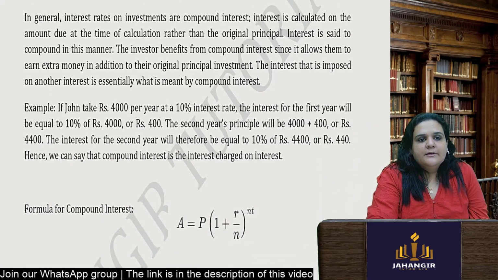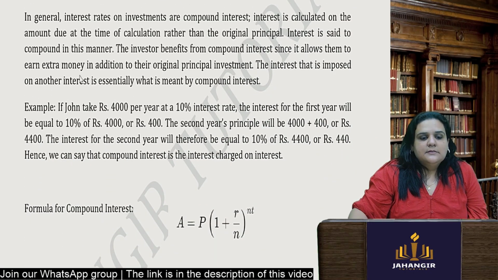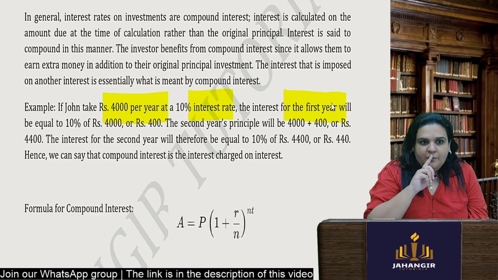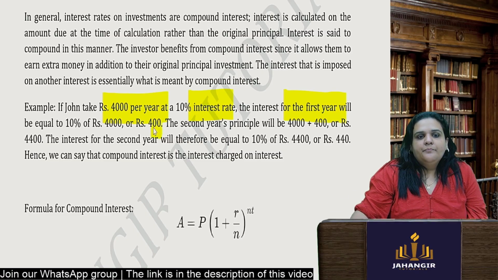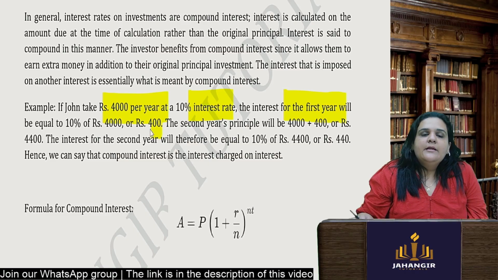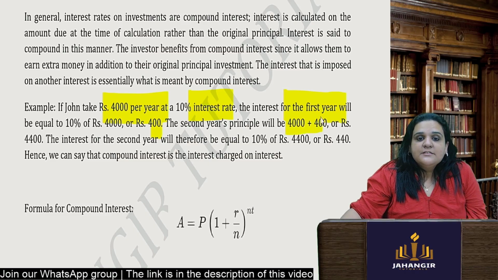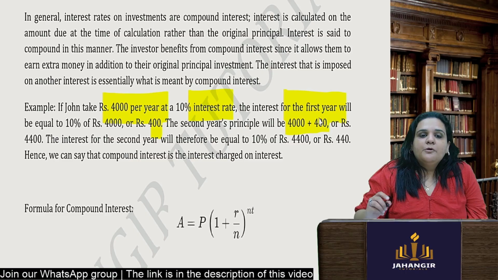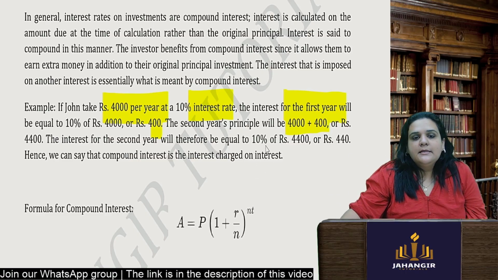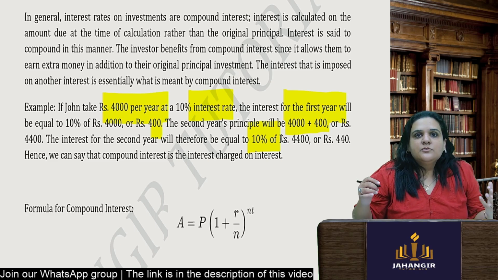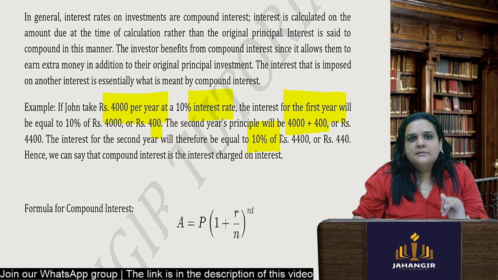Now compound interest. See this. They have given one very nice example. If John takes 4,000 per year at 10% interest rate, the interest for the first year will be 10% on 4,000, which is 400 rupees. But in the second year, interest will be taken on 4,000 plus 400, that is 4,400, and on that you take 10%, you will get 440. So now you can't keep doing this if I am asking you for 4, 5, 6 years.